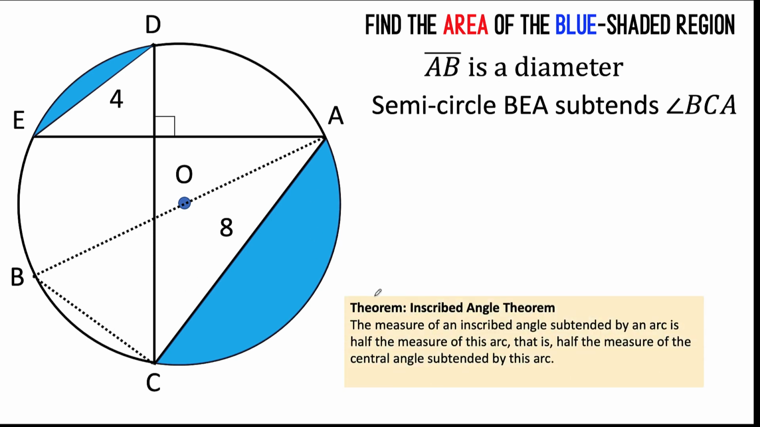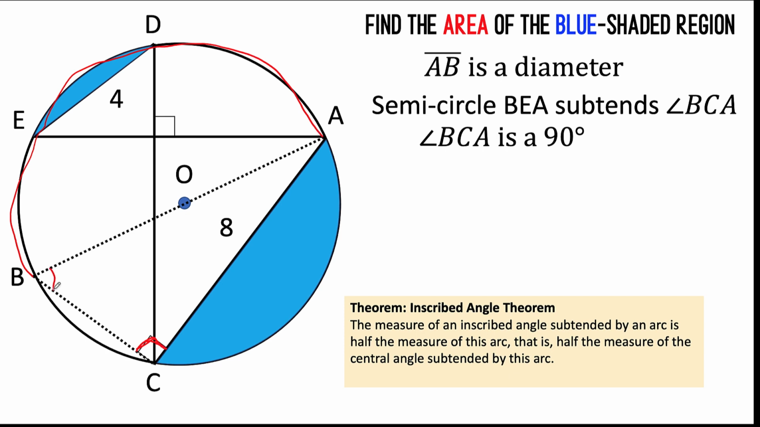And recalling our inscribed angle theorem, the measure of the inscribed angle subtended by the arc is half the measure of this arc. In other words, the measure of this angle here is 1/2 whatever is the measure of this arc that subtends this angle here. And knowing that this is a semicircle, then it follows that the measure of angle BCA must be 90 degrees because this angle is 1/2 of 180 degrees, which is the measure of a semicircle.